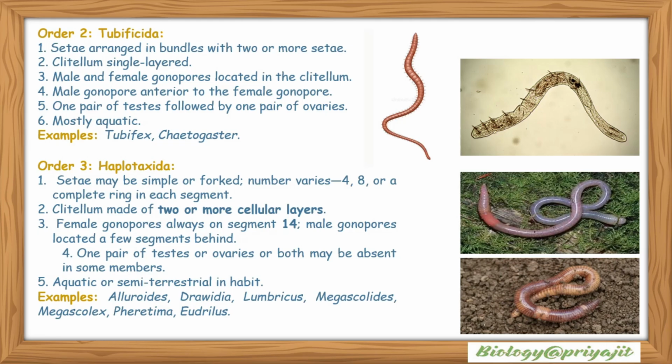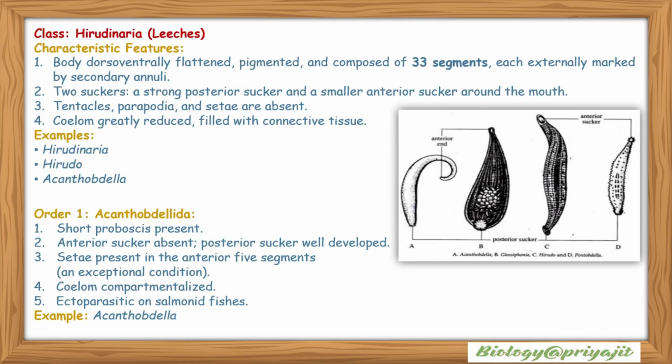Haplotaxida: their setae may be simple or forked. The number varies, 4, 8 or a complete ring in each segment. The clitellum is made up of 2 or more cellular layers. Female gonopores are always on segment 14. Male gonopores are located a few segments behind. One pair of testes or ovaries or both may be absent in some members. They are aquatic or semi-terrestrial in habit. Examples include Lumbricus, Megascolecids, Metaphire, Pheretima, Eudrilus, etc.